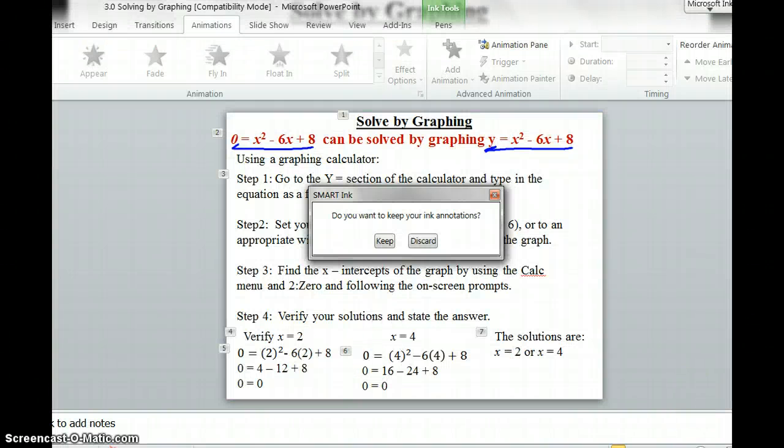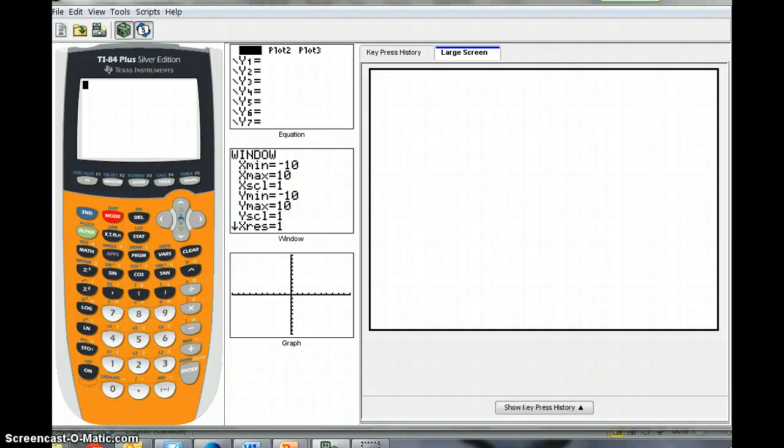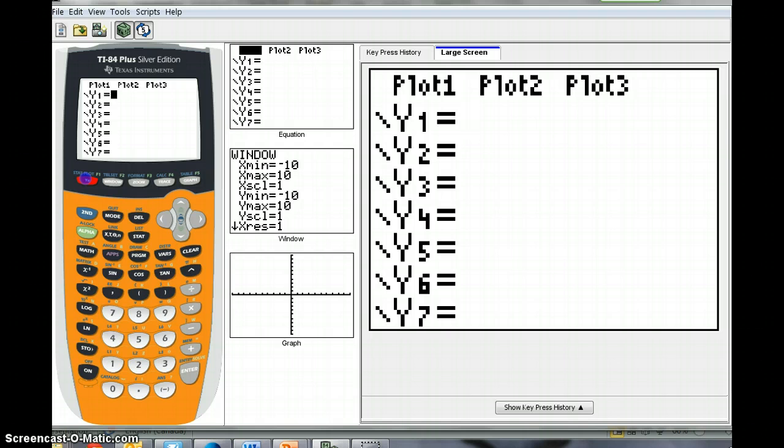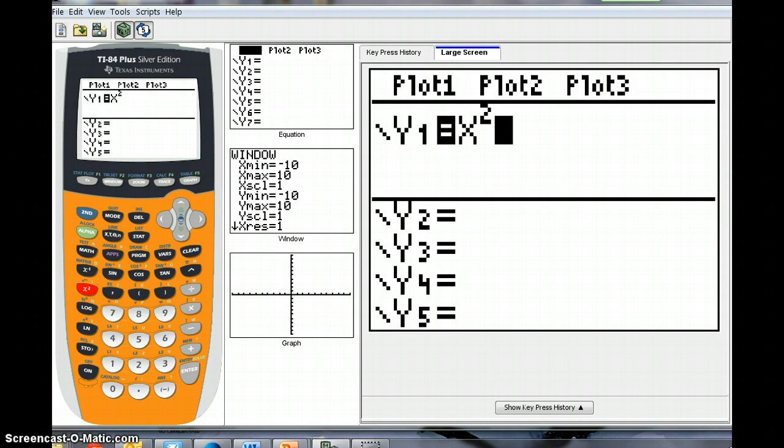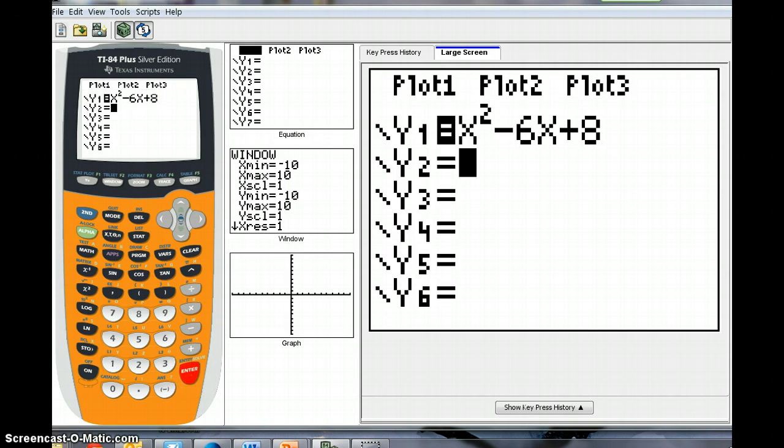So get your graphing calculator out, and we're going to go to the y equals screen, and type in the equation that they asked us to solve. So that equation is y equals x squared minus 6x plus 8. Step 2 says we should go zoom 6 on our standard viewing window.